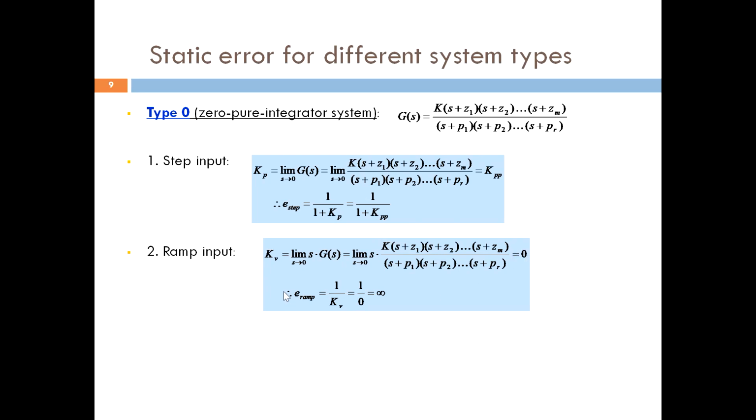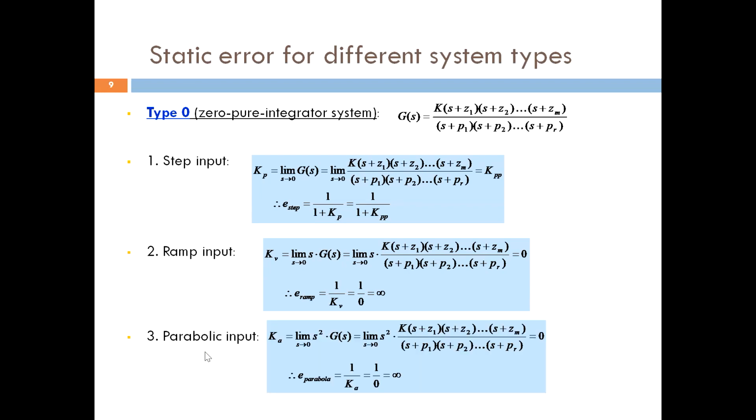And the expression for the steady state error for a ramp input is 1 over Kv, where Kv is the velocity error constant, and because the velocity error constant is 0, we end up with infinite steady state error. Okay, so given a type 0 system, if we have a ramp input, we are going to have infinite steady state error.